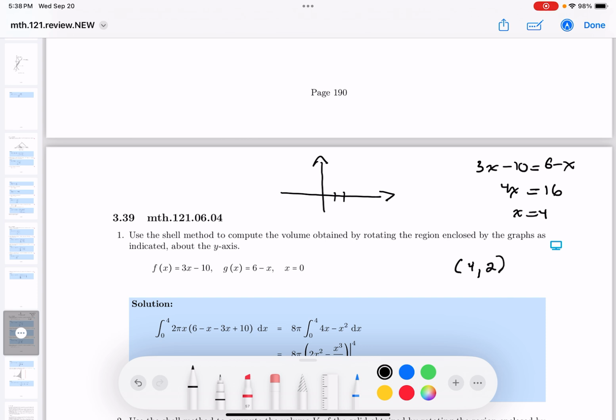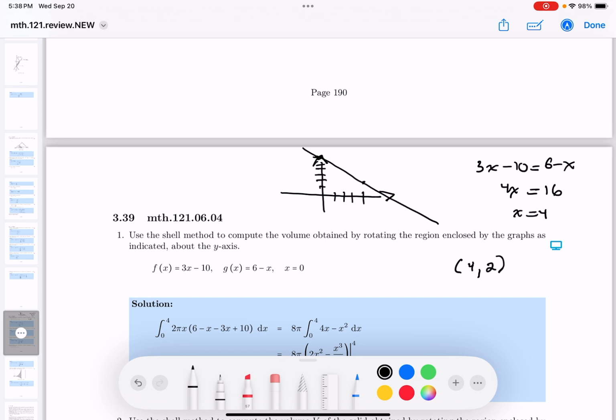Let me put that down for you: 1, 2, 3, 4, and then up 2. All right, I've got two lines, and one is 6 minus x. That means it's going to go up 6. I'm counting: 1, 2, 3, 4. Yeah, about 6 up there. So it looks sort of like this over here.